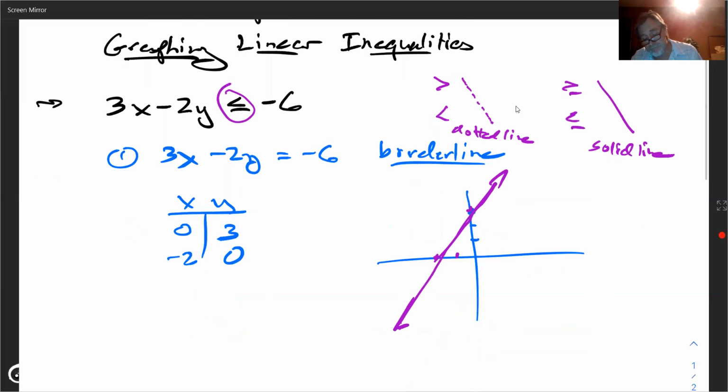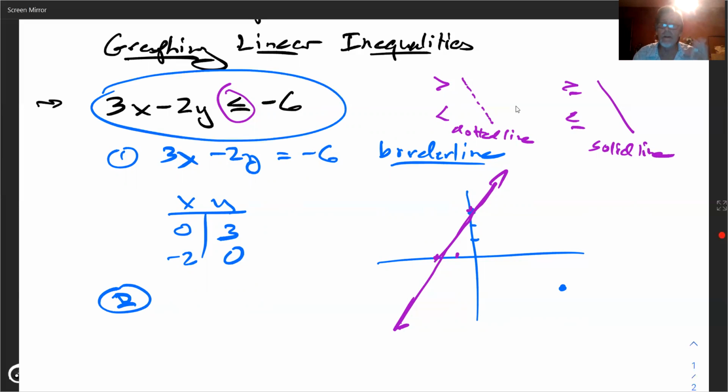The next step, step 2, we have to figure out which side to graph, or to shade, I should say. So this is where people go, okay, I don't get it. What I do is I just pick a point and I test it. It's like an ambassador for that side. So if I pick a point on this side of the line and it works, if I plug it into the inequality and it makes the inequality true, then we get to shade that side. However, if it doesn't work, if it's false, we shade the other side.